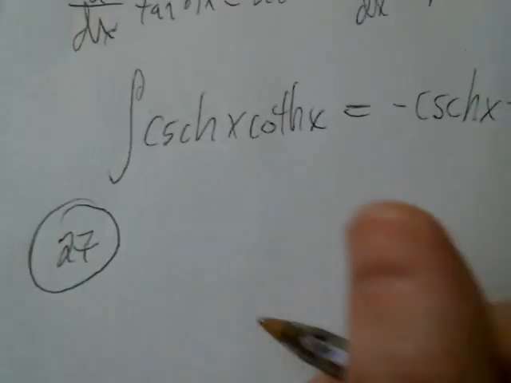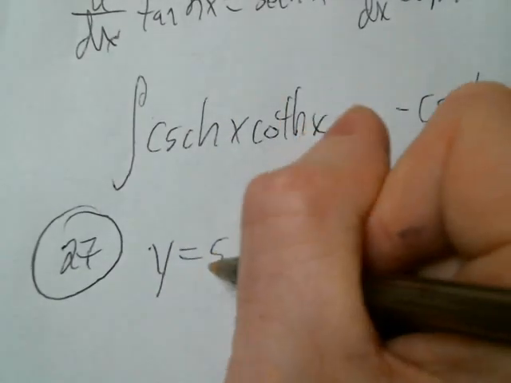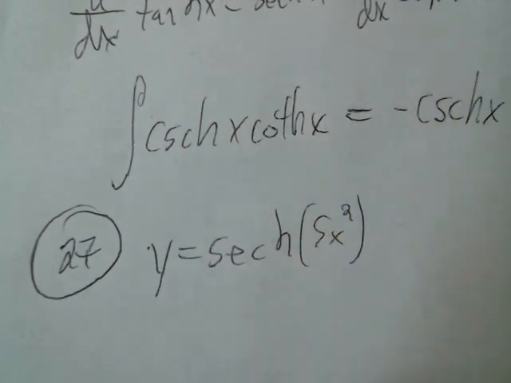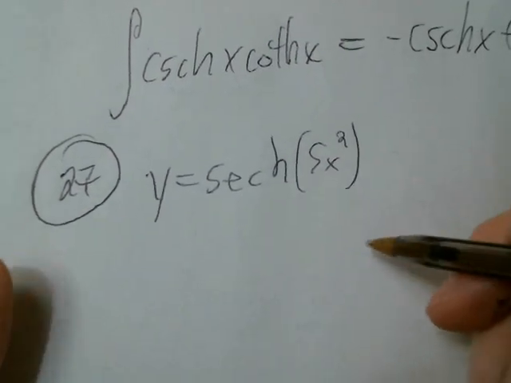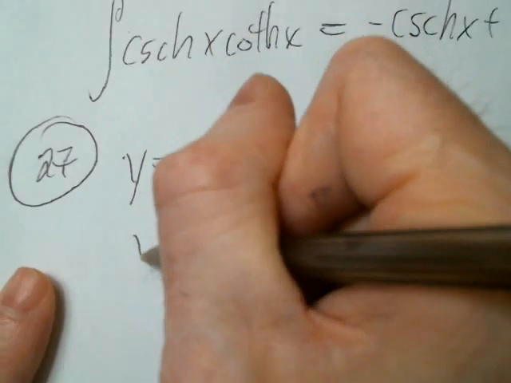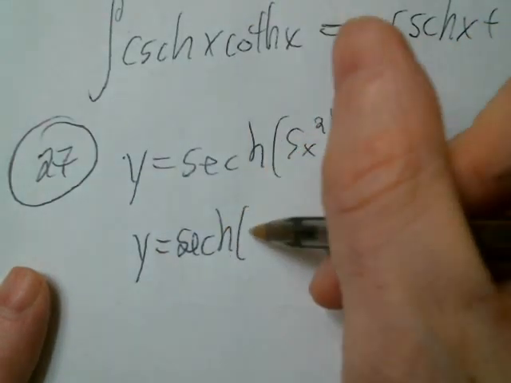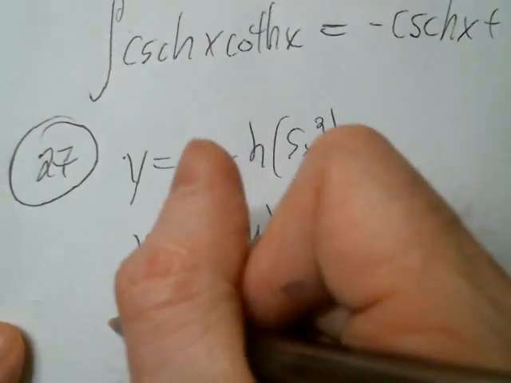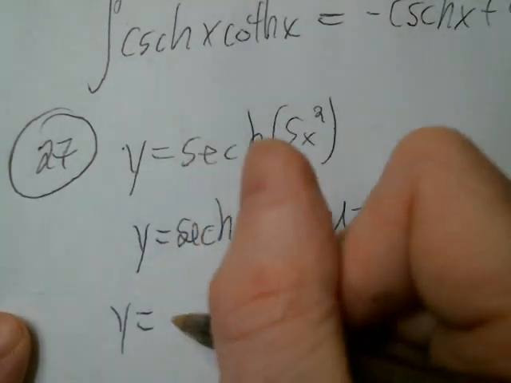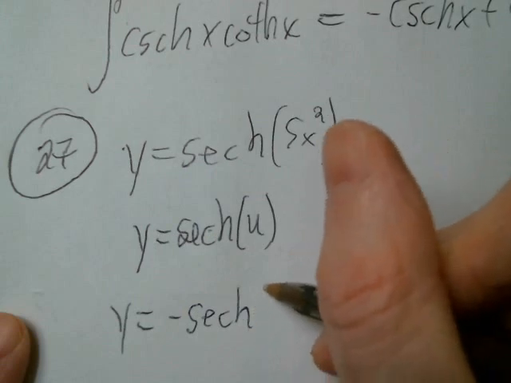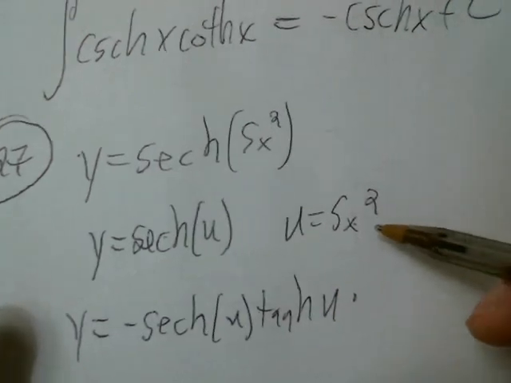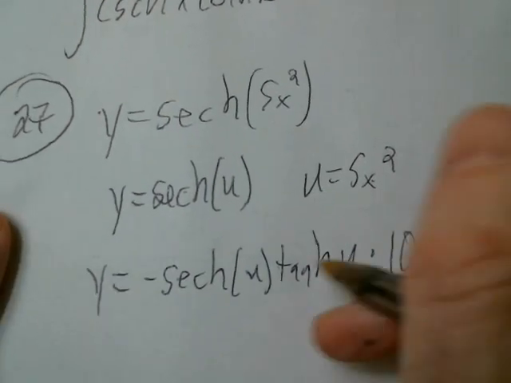Let's look at 27, I guess. Find the derivative of y equals hyperbolic secant of 5x squared. So chain rule, and you could do it with kind of the pieces. So the inner piece is 5x squared, and the outer piece y equals hyperbolic secant of that u part. And then your derivative is just take the derivative of this times the derivative of that. So it'll be negative hyperbolic secant of u tanh of u times the derivative of 5x squared, which is 10x.